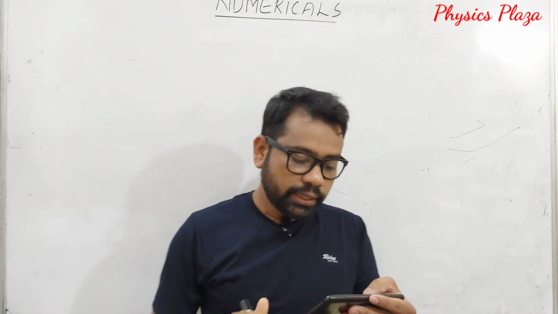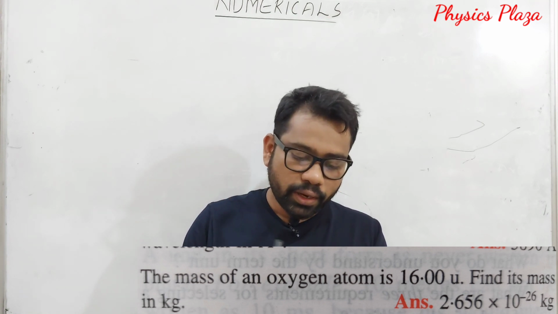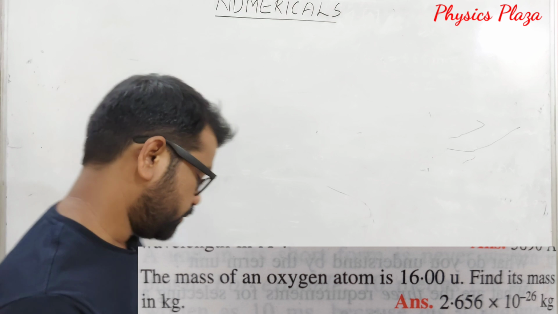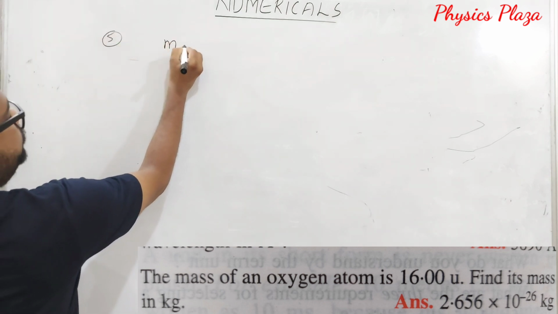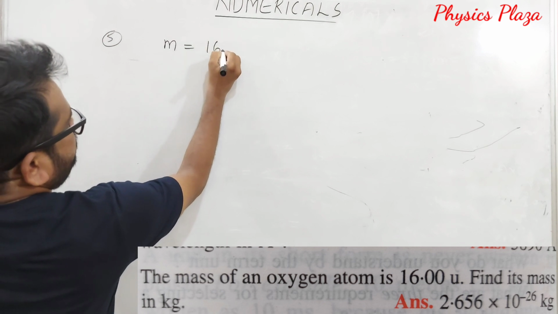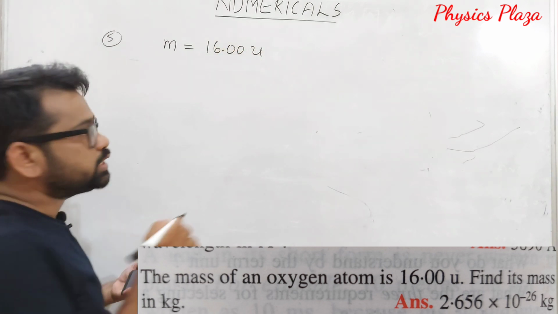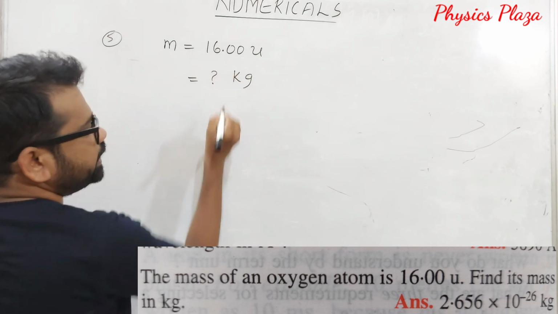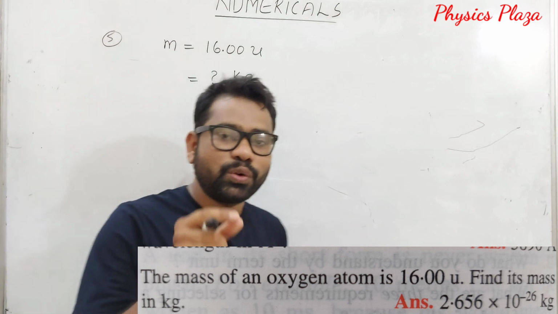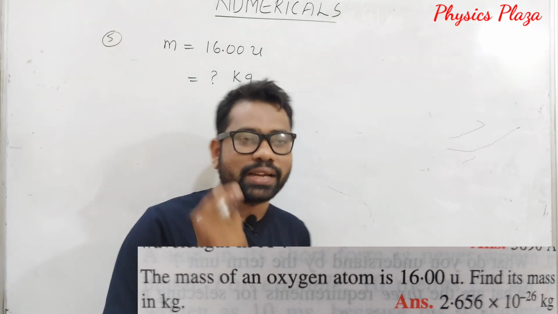So it is given that the mass of an oxygen atom is 16 U and find its mass in kg. So it's a numerical 5. Here the mass is given, that is 16 U. So we have to express this mass in kg. So what is its value in kgs actually? First we should know what actually U is and how it is related to the kg. Then we can get the answer.